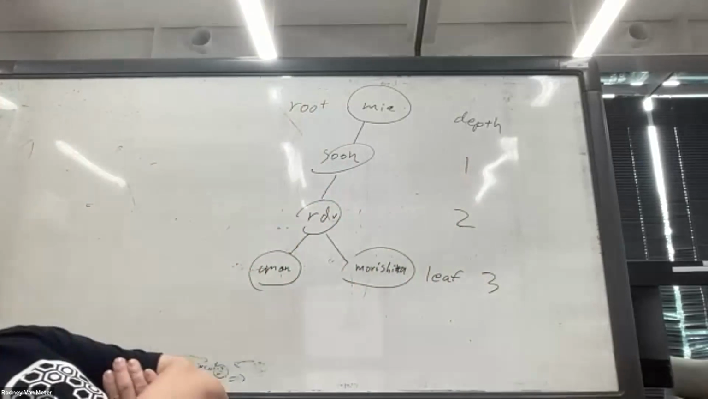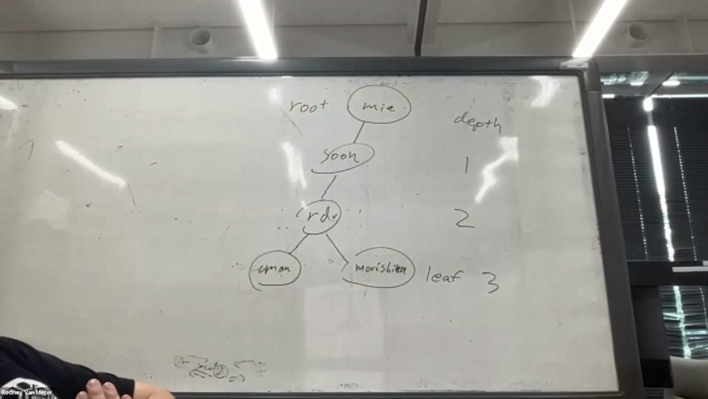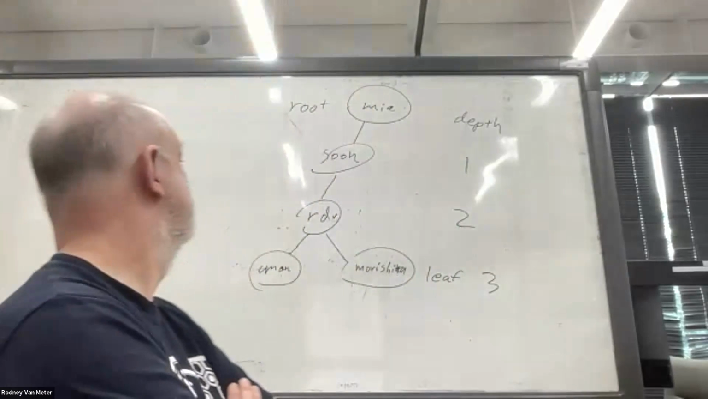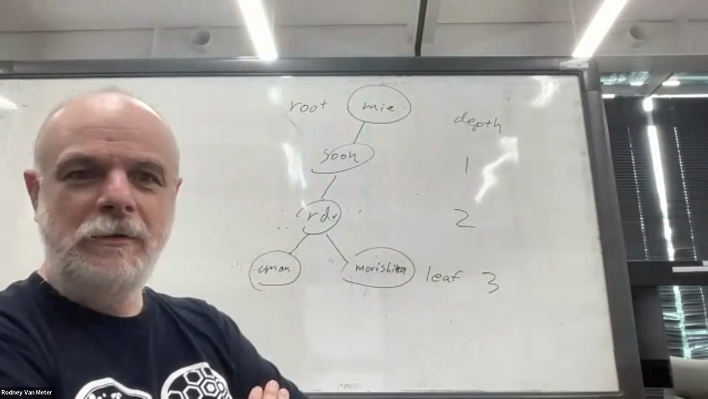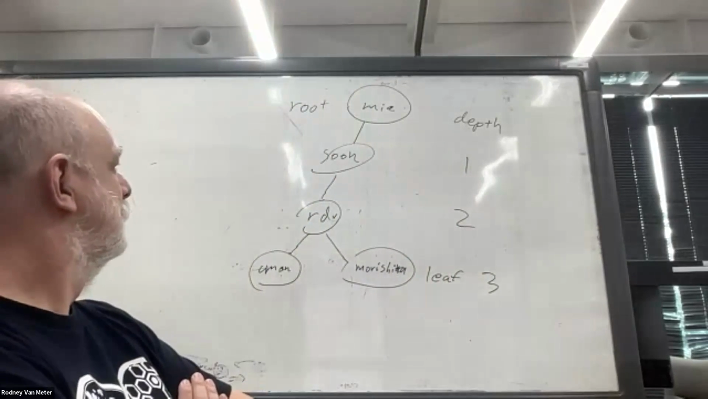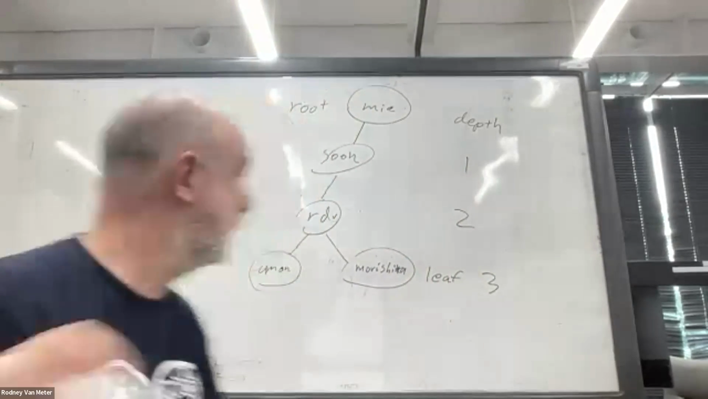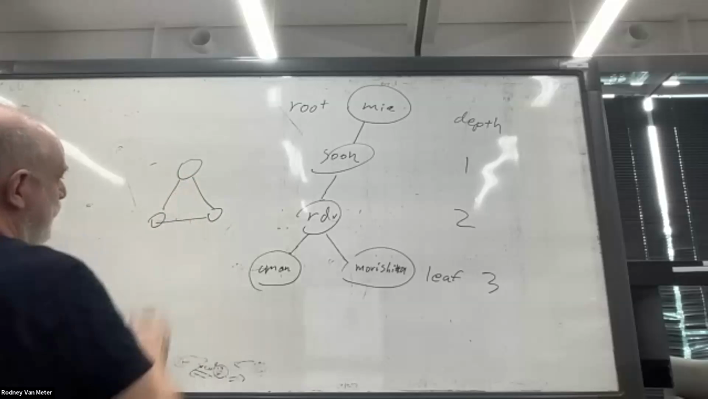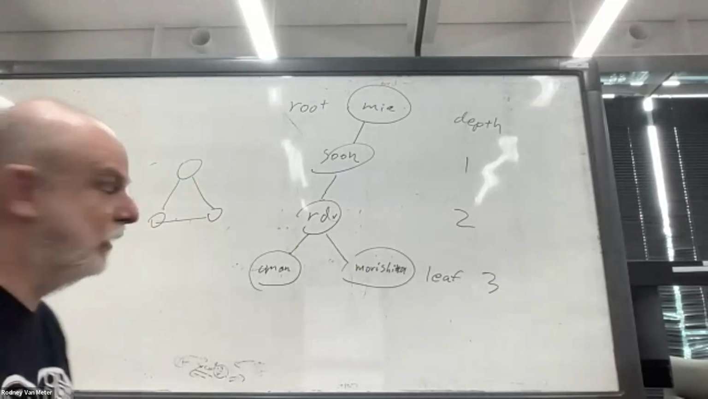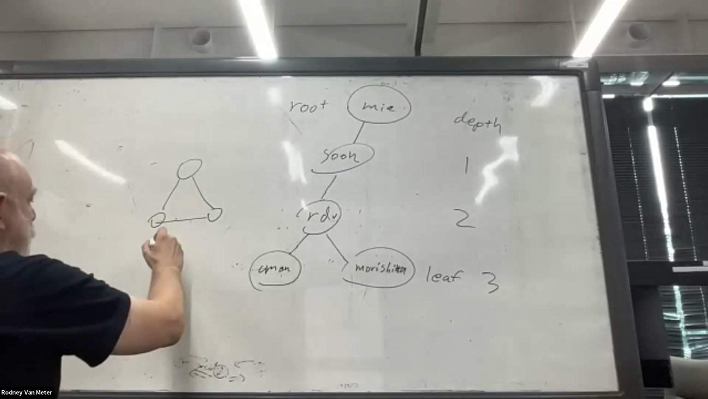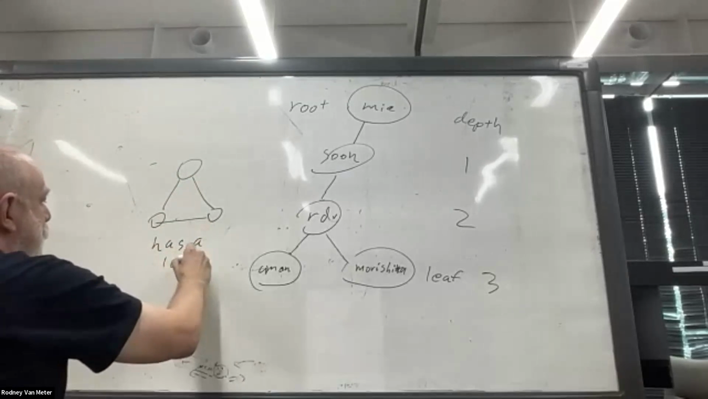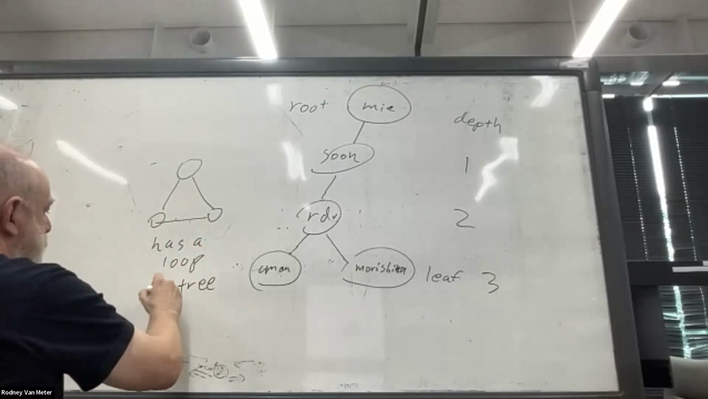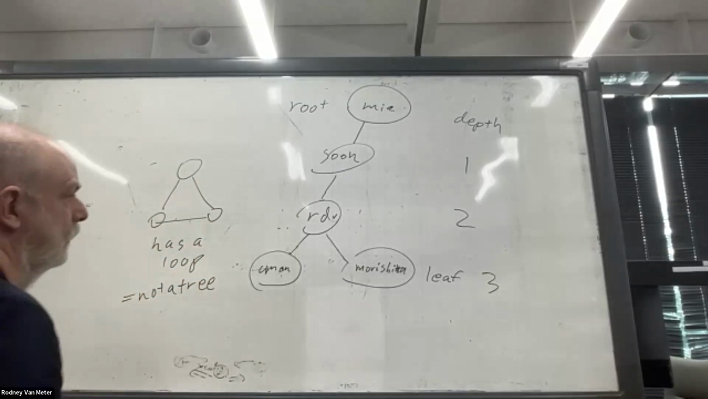Well, in this case, there are no loops. No loops. In the previous structure that we had, or in any simple structure, if you have 3 edges that are connected there, we would say that this structure has a loop. So therefore it's not a tree, by definition.